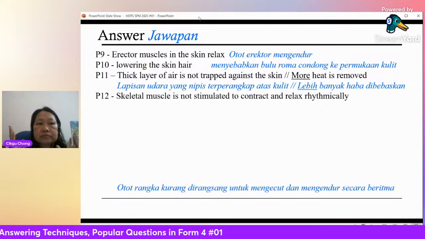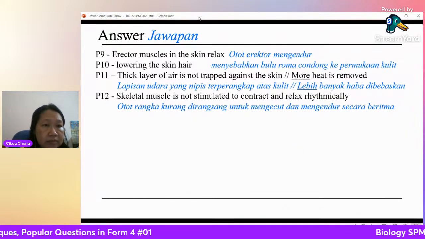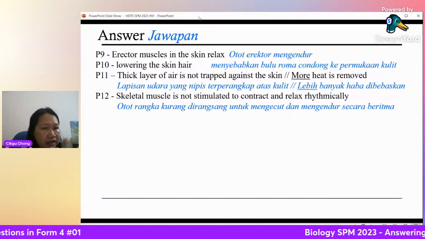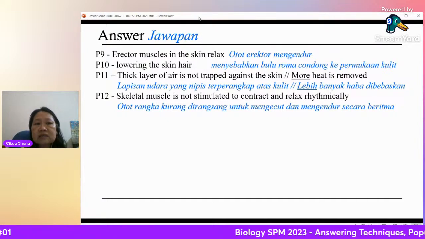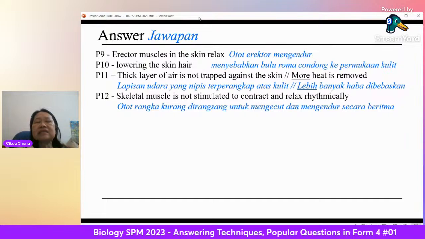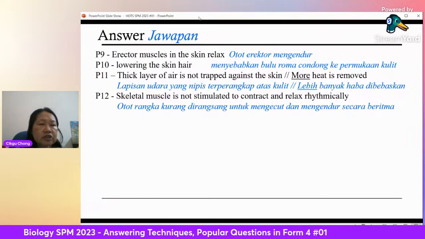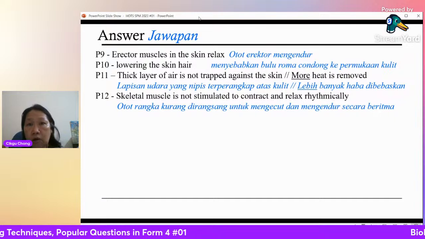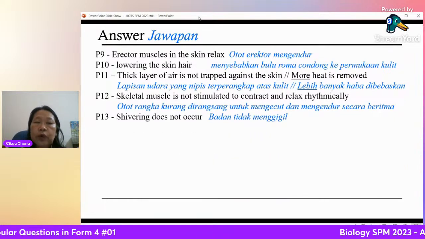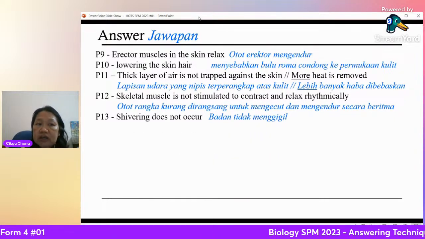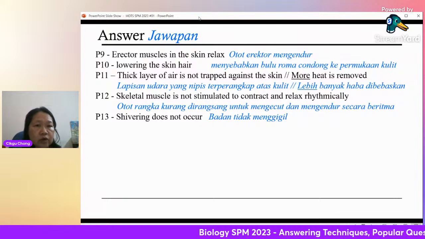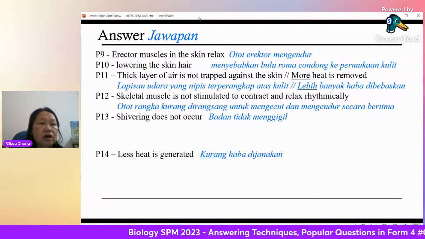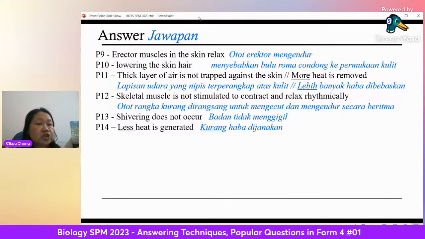All right. And another one, skeletal muscle. This is the 4th one. I think there's a 5th one. Your skeletal muscle will not be stimulated to contract and relax rhythmically. Now, this is actually shivering. You will not shiver when you're hot, right? This is only done when you are cold because shivering will produce heat. So when you're very hot now, your body will not shiver, so less heat will be generated.